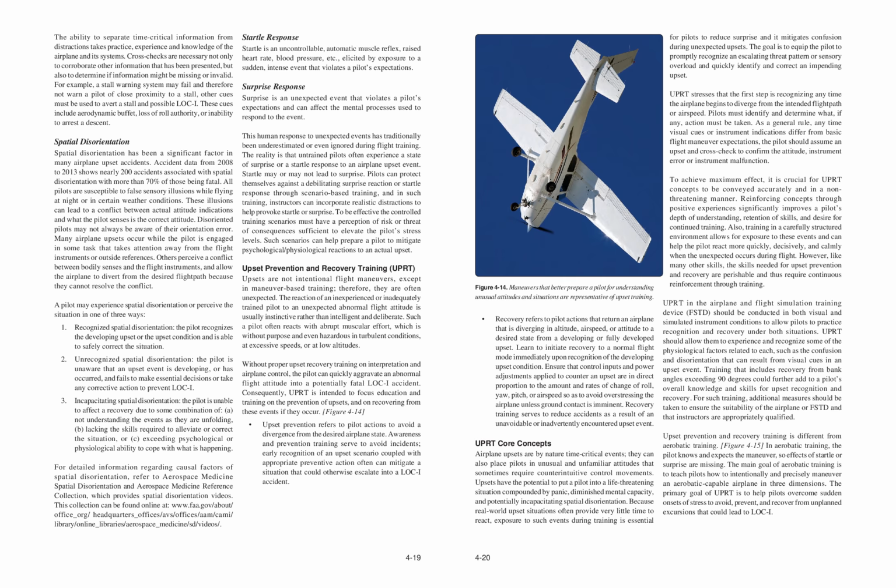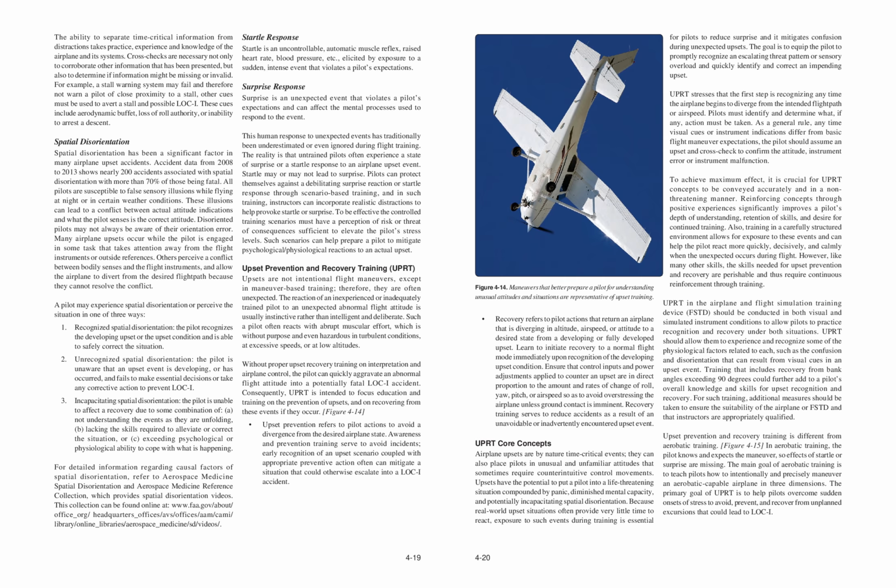Figure 4-15. In aerobatic training, the pilot knows and expects the maneuver, so effects of startle or surprise are missing. The main goal of aerobatic training is to teach pilots how to intentionally and precisely maneuver an aerobatic-capable airplane in 3 dimensions. The primary goal of UPRT is to help pilots overcome sudden onsets of stress to avoid, prevent, and recover from unplanned excursions that could lead to loss of control. Figure 4-14. Maneuvers that better prepare a pilot for understanding unusual attitudes and situations are representative of upset training.